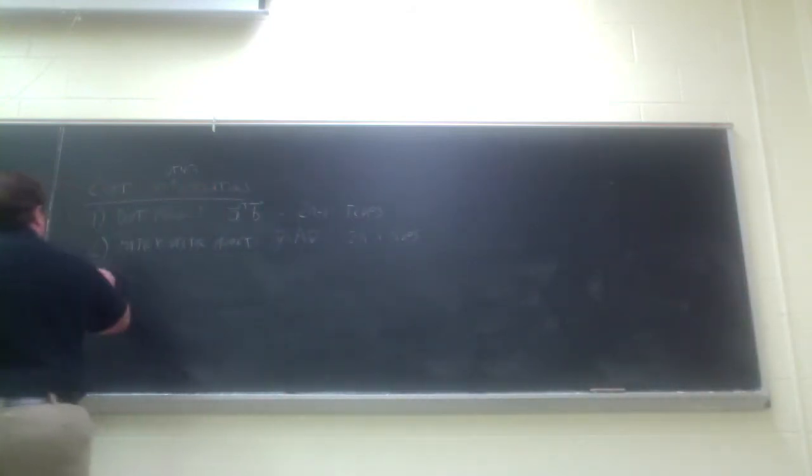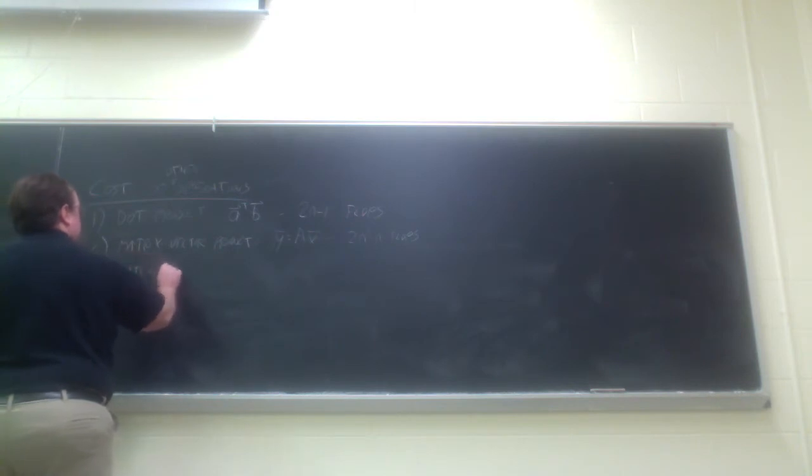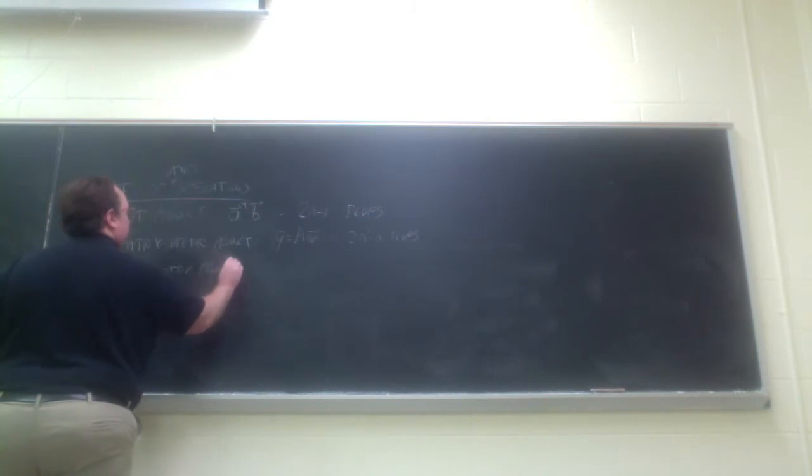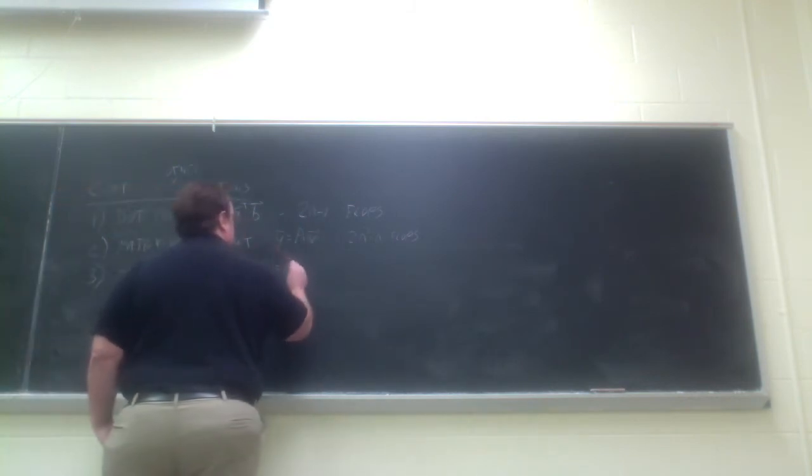And finally, the worst of them all, matrix product. So C is equal to AB.